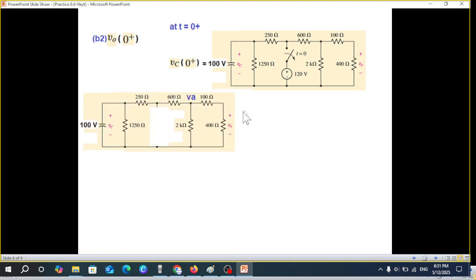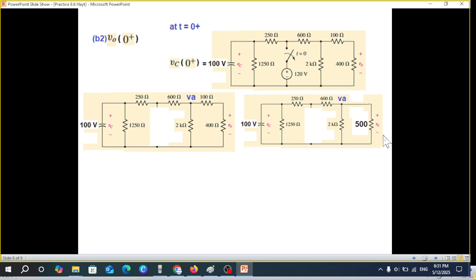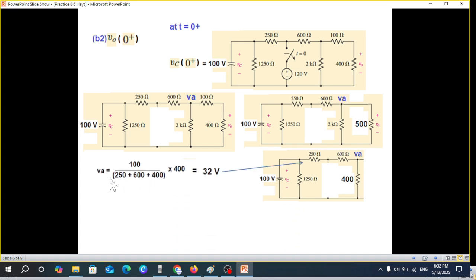So we'll treat that as a source. For ease, we are removing this and naming this node as V1 because we have to find voltage here. So simple, again, same techniques, adding these two, then solving in parallel, and then by voltage division rule, we can find VA. 100 volt will be here and same 100 volt will be here. So from here, VA is by voltage division rule, 100 divided by these three multiplied by 400, 32 volt.